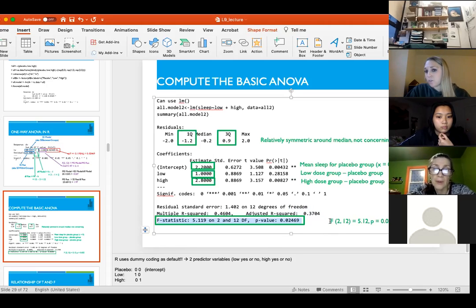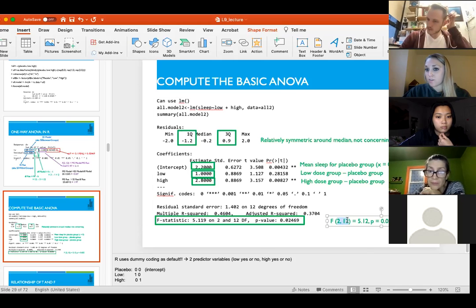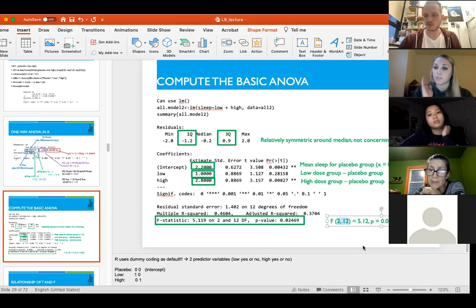We talked about with the t-value how you do t, parentheses, degrees of freedom, equals the statistic, comma, p equals your p-value. With F statistics, you do this the exact same way. The only thing is now you have 2 degrees of freedom. You always put DF model, comma, DF error. It's always 2, 12.